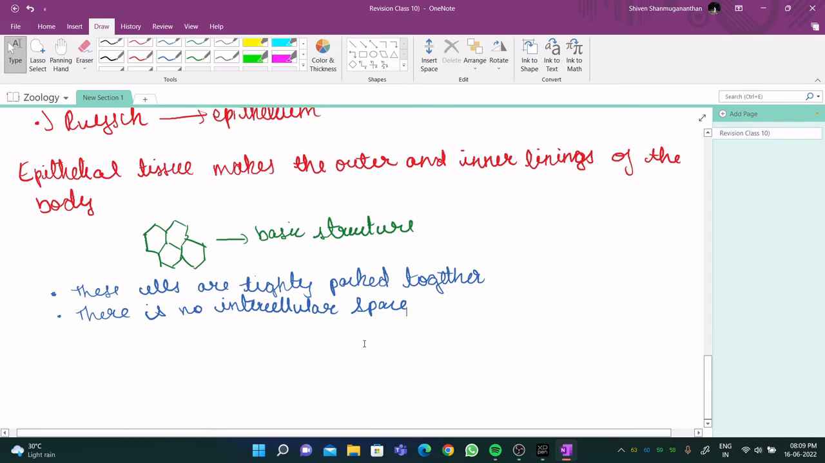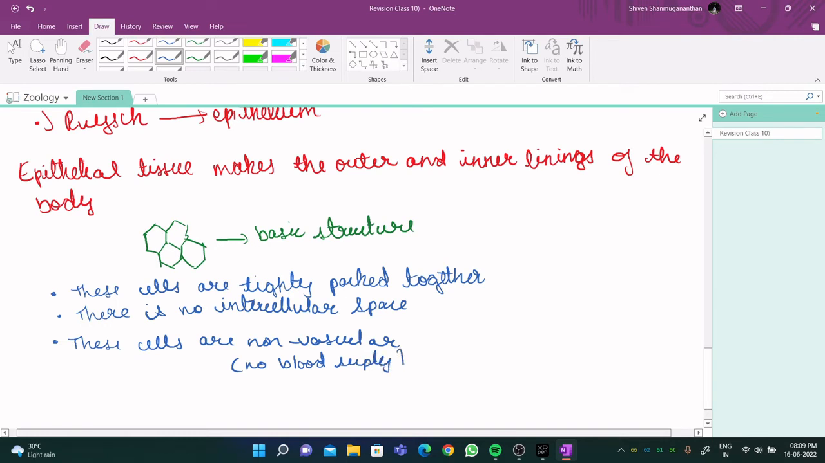The second point is that these cells are non-vascular, which means there is no blood flow in them. There is no blood supply. These cells are non-vascular, which means no blood supply. Okay.